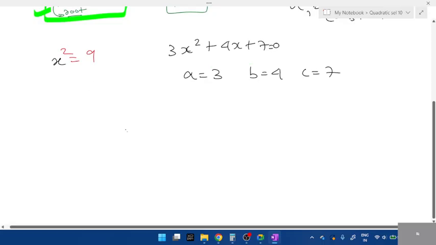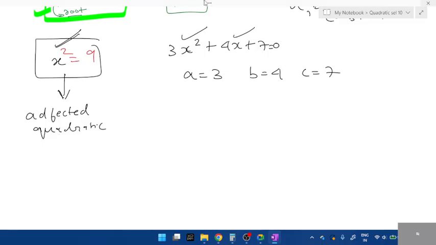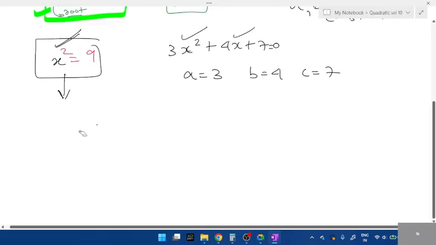X square is equal to 9. So in left hand side, we have only x square. But in right hand side, we have x square as well as x, right? So whenever you get an equation like this, where only x square is given, we call this equation as affected quadratic equation. Sorry, this is known as pure equation. Pure, because there is no additional x value given. There is no degree 1 value given. So we call this a pure quadratic equation.